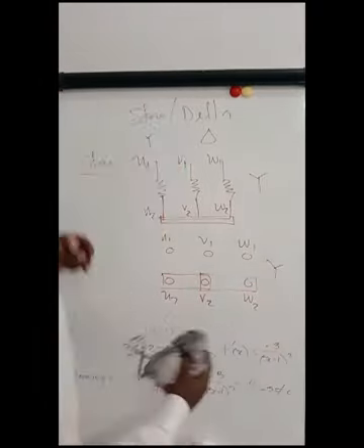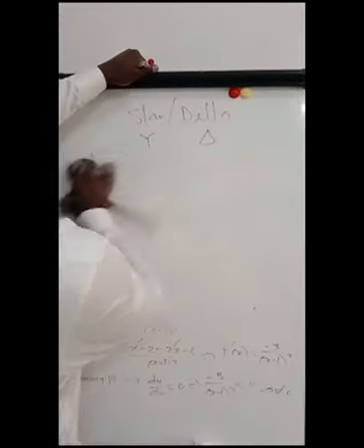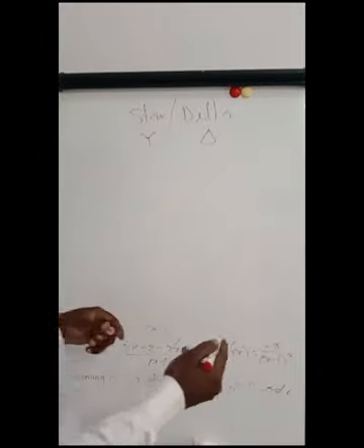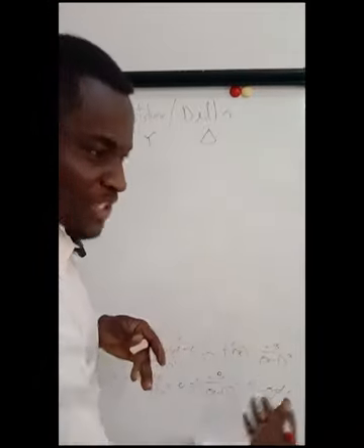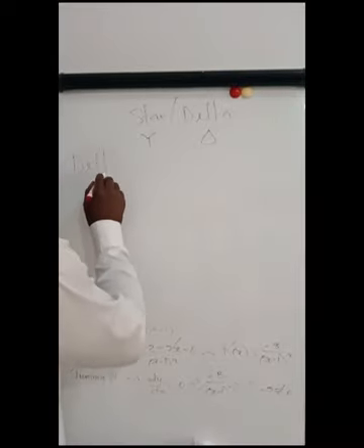Now delta is something different, which we have to look at. To connect in delta, the start of each winding will be connected to the end of the next winding. This is what we have to understand. So this is delta configuration.